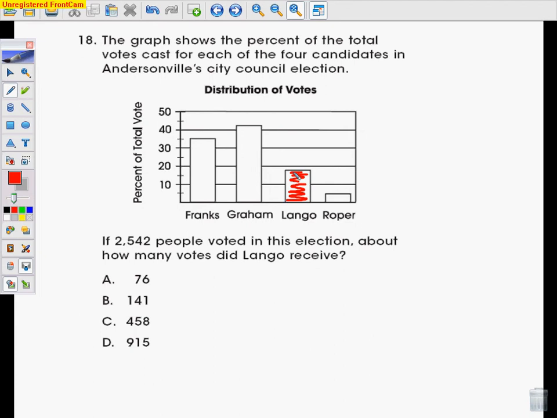Now, we can note that he didn't quite get 20%. He's below 20. He's above 15. It actually looks like he's a little closer to 20 than he is to 15. So you can kind of round and estimate here. I'm going to round and say it's about 18%. All right, so we need to know what 18% of the total vote is.